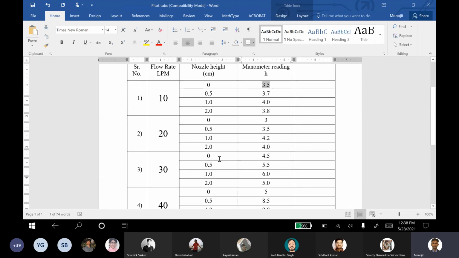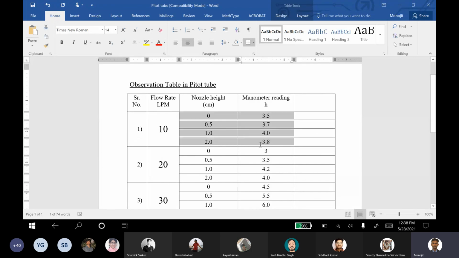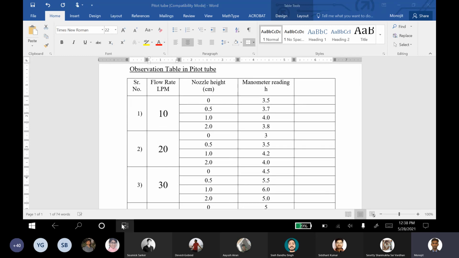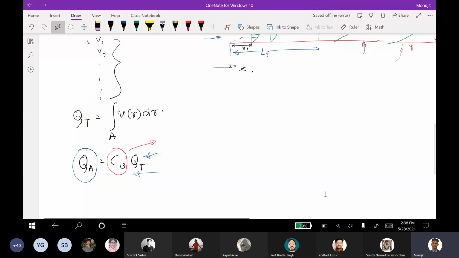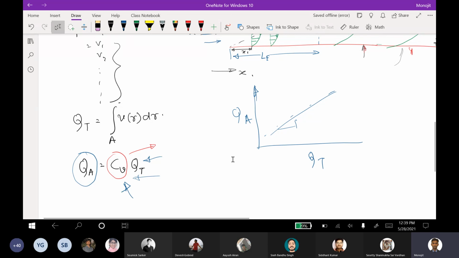Right, and from this reading you can calculate the Q theoretical, and this is Q actual, and this Q theoretical versus Q actual is something which you have to plot. Either way, you can plot Q actual here and Q theoretical here, and you will get a few data points, and the slope will give you the value of CV. And if you know the CV, you have calibrated the pitot tube.